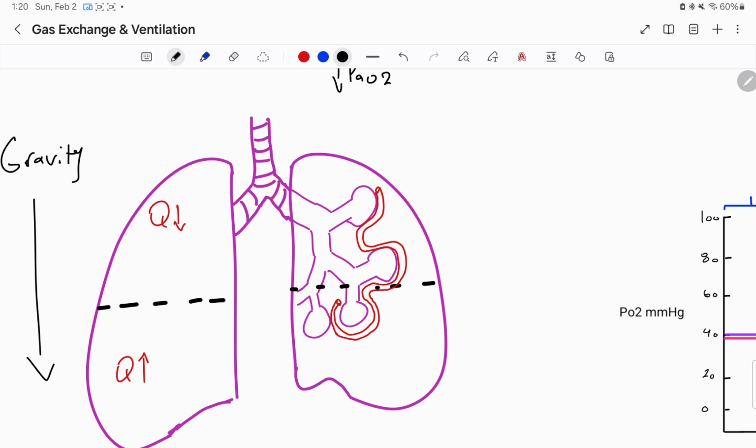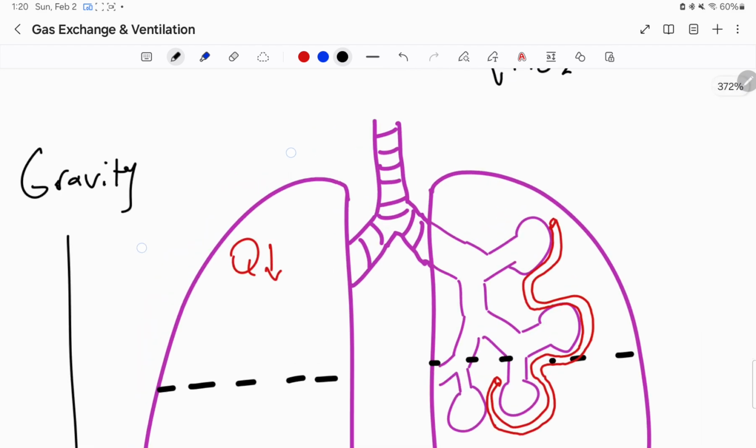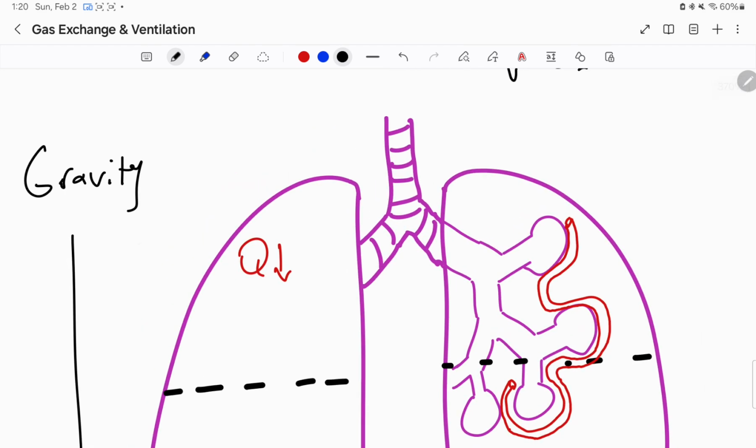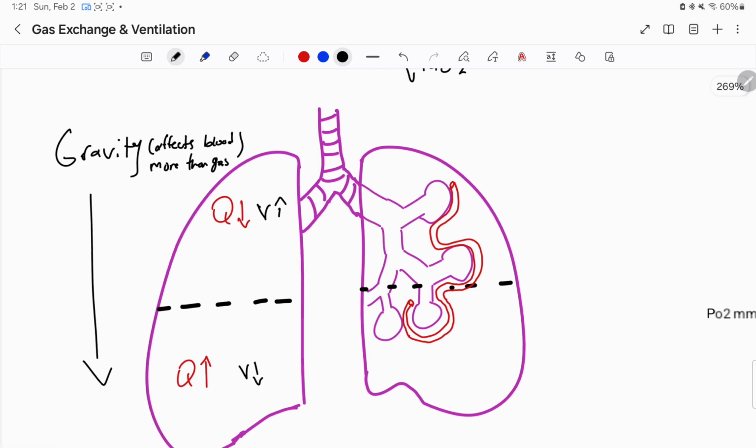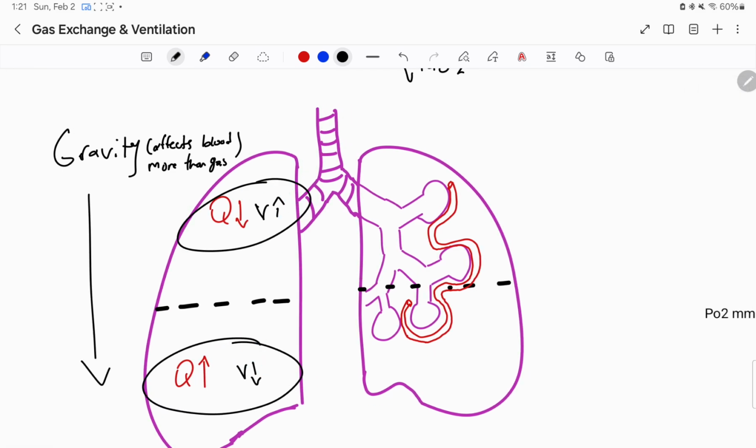Okay, you guys know something? Gravity, while it has a strong effect on the liquid, which is blood, it actually doesn't affect gases as much, okay? So it affects blood more than gas. So let's write that down here. Affects blood more than gas. So really, the ventilation at the top might be pretty high or higher than the ventilation at the bottom of the lung, okay? Can you notice how we've created a mismatch here?